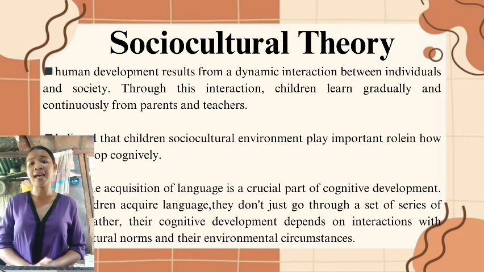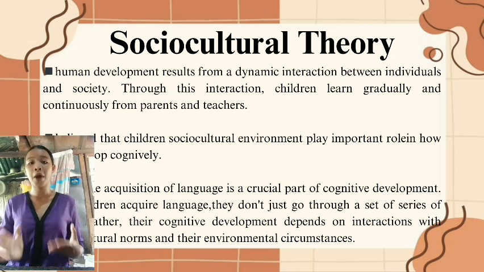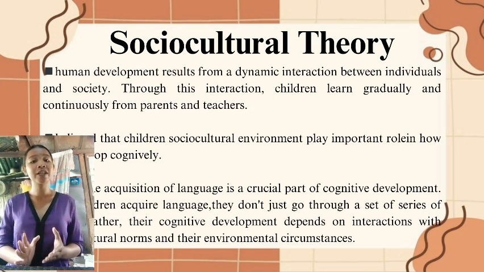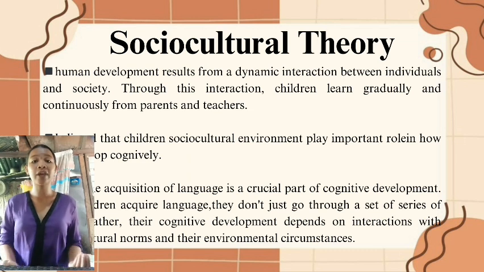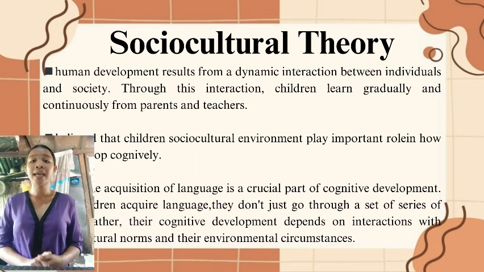Vygotsky also suggests that human development results from a dynamic interaction between individuals and society. Through this interaction, children learn gradually and continuously from parents and teachers. However, this learning varies from one culture to the next. And class, it is important to note that Vygotsky's theory emphasizes the dynamic nature of this interaction. Society does not just impact people, but people also affect their society.